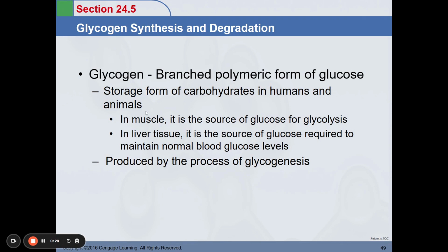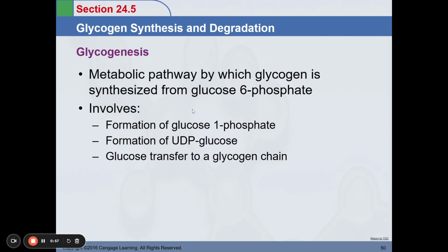Glycogen is the storage form of carbohydrates in humans and animals. It is a branched polymeric form of glucose, by the way. The two types of glycogen in our body are in muscle and liver tissue. In muscle, it is a source of glucose for glycolysis, and in liver tissue, it is a source of glucose required to maintain the normal blood glucose level.